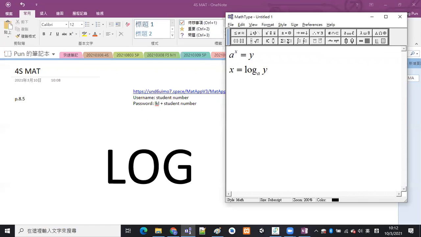But yesterday I forgot to say one more thing. Actually, if you read the book, I believe many students already know. If there is no base, if there is a log with no base, then it means that it is base 10. The log base 10 is called the common log. If it is base 10, then it is called common log, and we do not need to write the base.